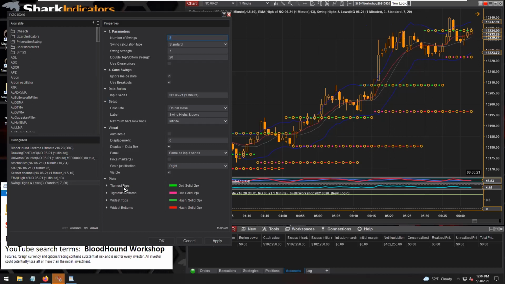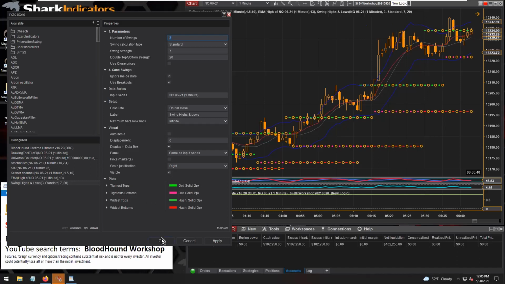I did enable the tightest plots here so that we can see the higher lows and lower highs. Just quickly here, the widest plots are going to be the highest highs and lowest lows. The tightest are going to be the higher lows and lower highs, so basically the in-between swing points. So the outer, or the widest swing points, are the higher highs and the lower lows, and the in-between swing points are what the tightest plots show.